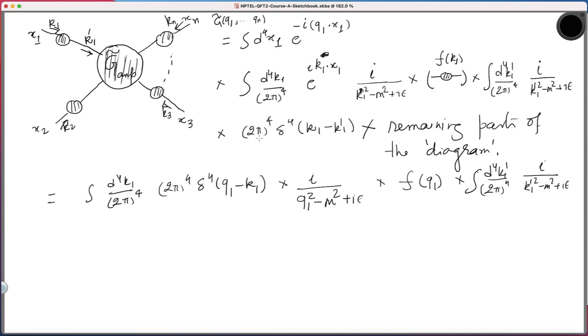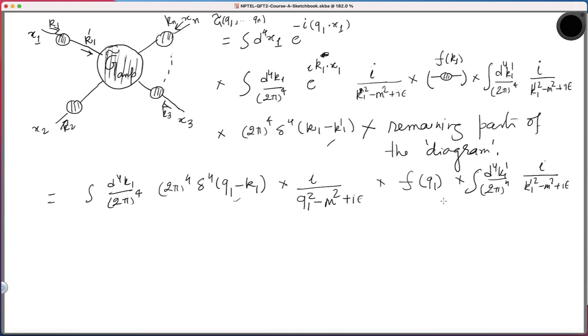And actually I can see there is a delta function here which puts k1 prime equal to k1. So if I integrate over k1 prime, I will get this expression with k1 prime replaced by k1, and this delta function 2 pi 4 will cancel with this, and this integral will be taken care of. But also, because of this delta function, k1 is forced to q1. So eventually this k1 prime gets replaced first by k1 because of this delta function, and then eventually by q1 because of this delta function.